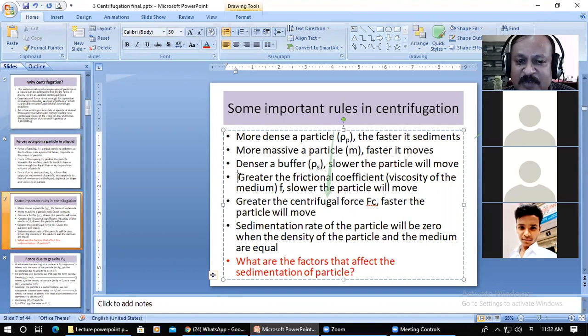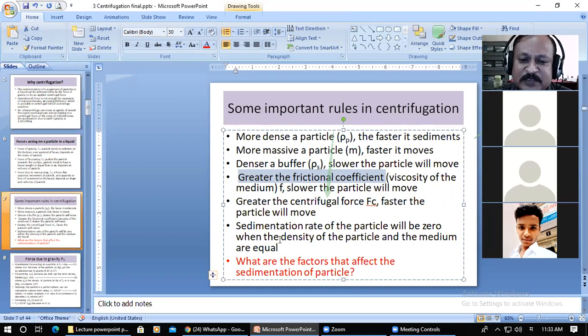Then if there is a greater frictional coefficient, or more friction, that is to say if the viscosity of the medium is more and therefore the friction also is more, then the particle will move very slowly, right? If the centrifugal force is bigger, or greater, then the particle will move faster.